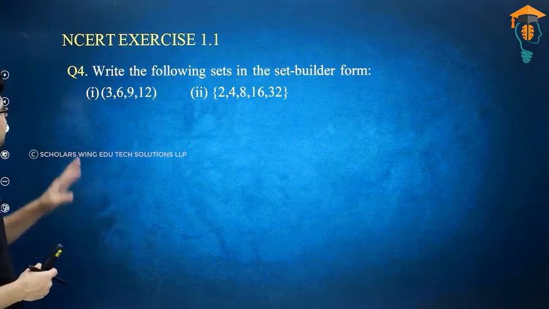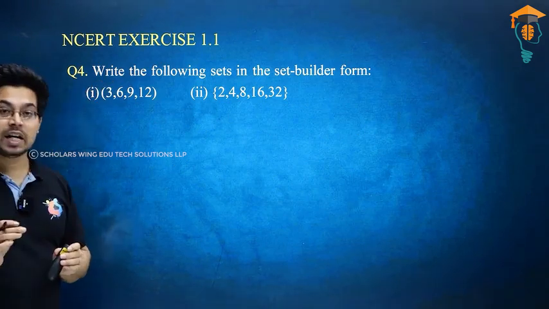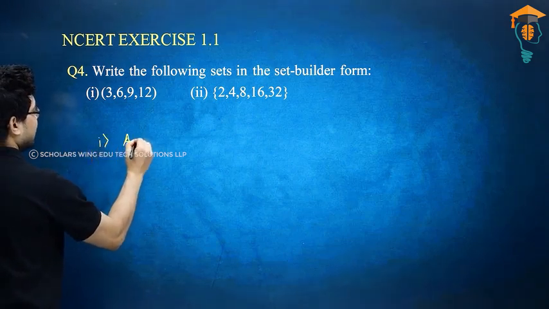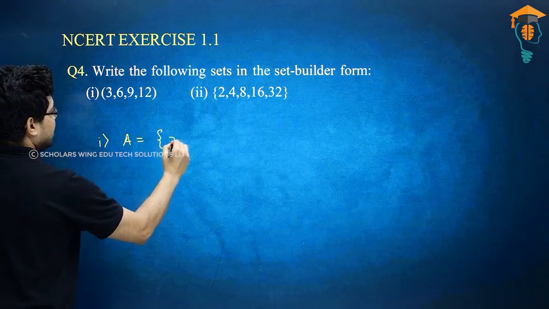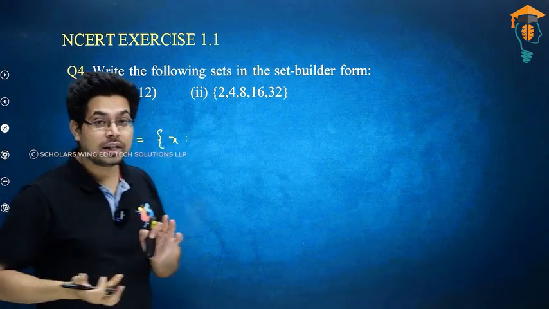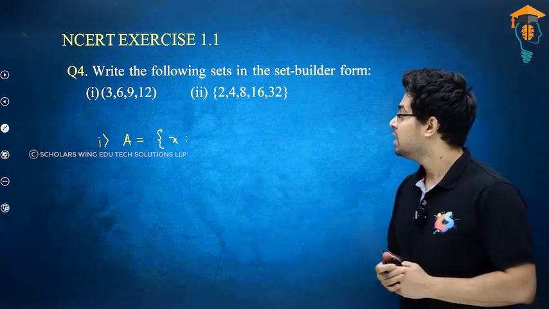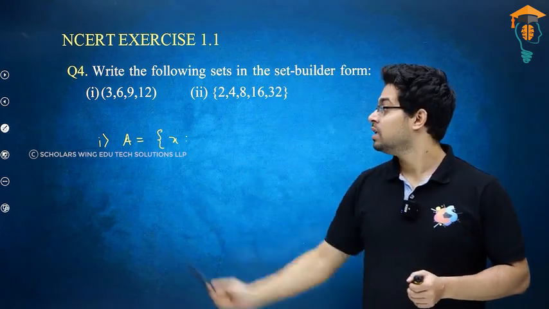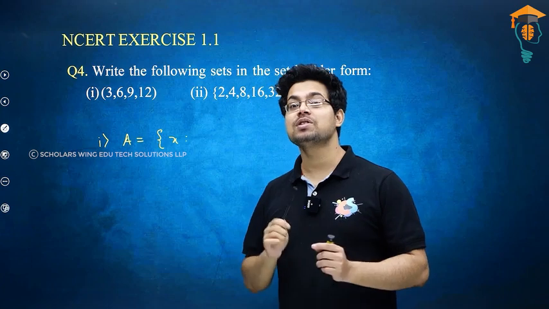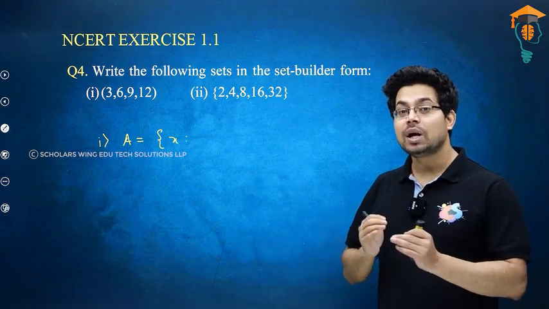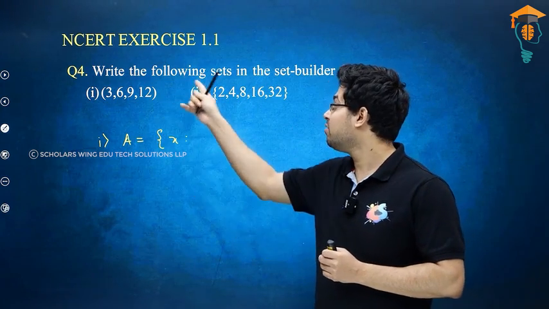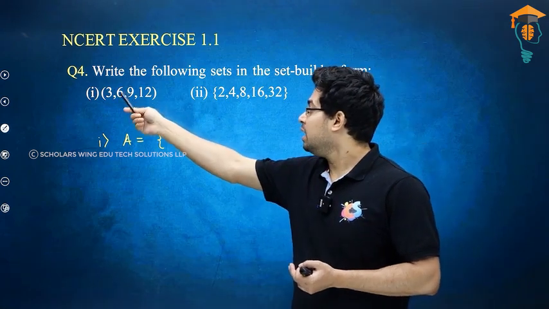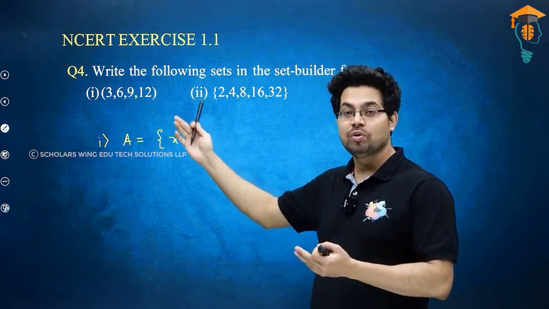Now in this question, we need to write down the following sets in the set builder form. For question number 1, let me call this set A. So set A is X such that X is what? Here we have 3, 6, 9, 12. These are multiples of 3. But it is not continuing indefinitely. It is again a finite set. That means multiples of 3 starting with 1. That means 3 into 1 is 3, going up till 3 into 4, that is 12.